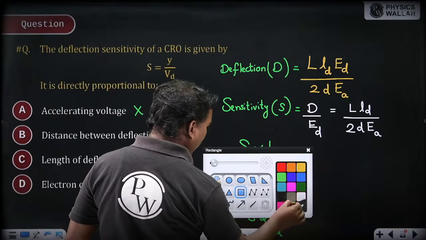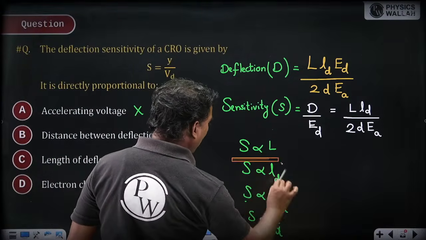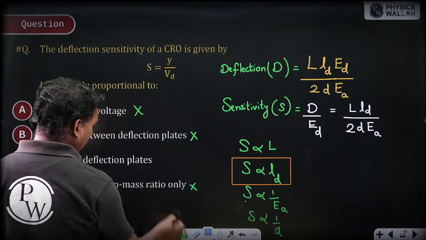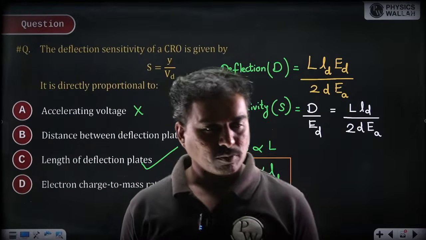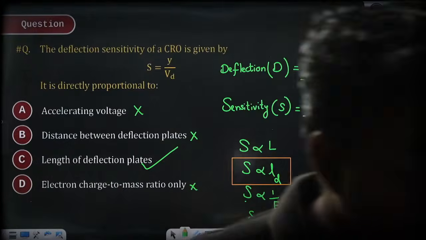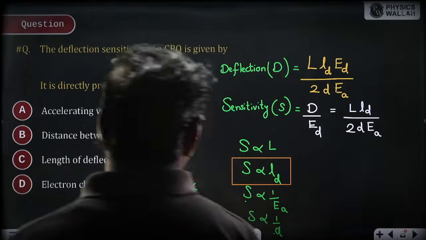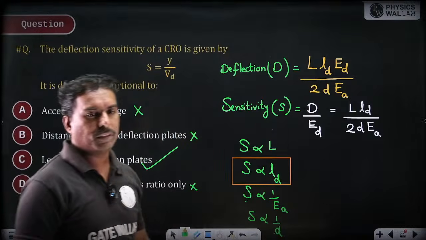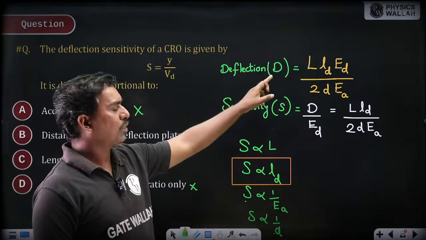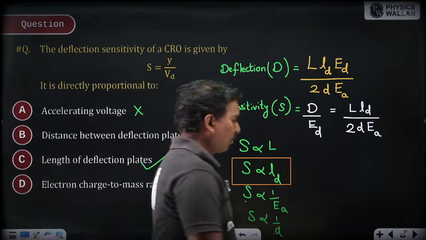Why? Because deflection is directly proportional to what? Length of the deflection plates. So the right answer is option C. Excellent, Sujata, you are right. Quality question. So please remember this. If you remember this formula, automatically you can remember the other formulas. Deflection and sensitivity are different. Okay.